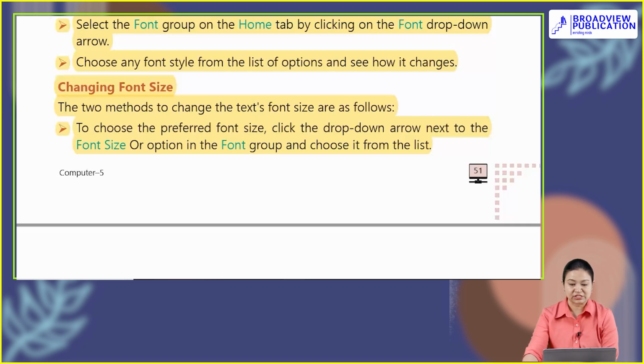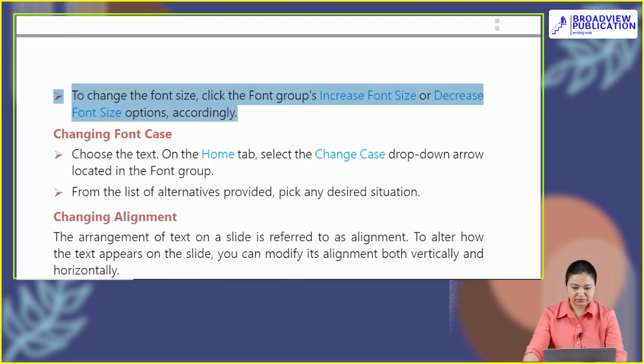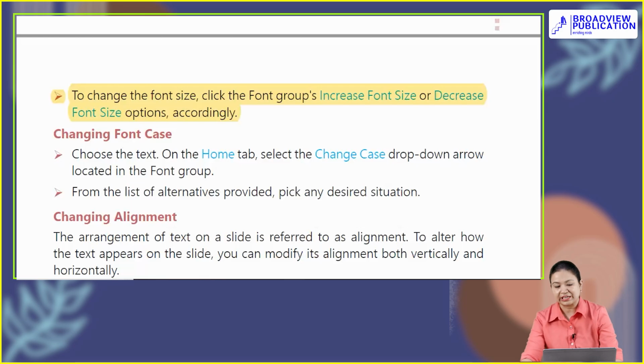Now you have to just click on the font size number, or you can choose the option in the font group. To change the font size, click the font group's increase font size or decrease font size option accordingly. Now if you want to increase the font size, for that you have to choose the increase font size, and if you want to decrease the font size, then you have to choose the decrease font size option. You have to select that.